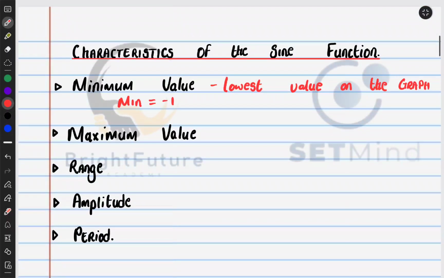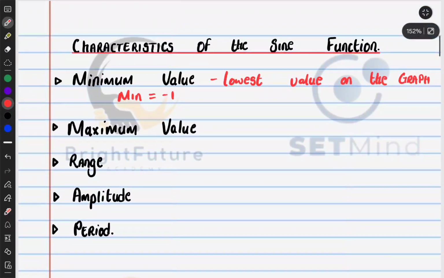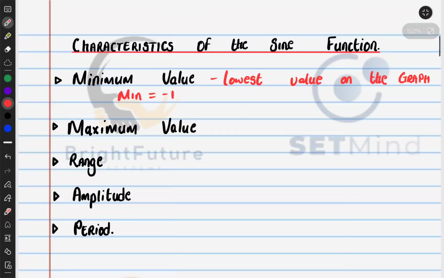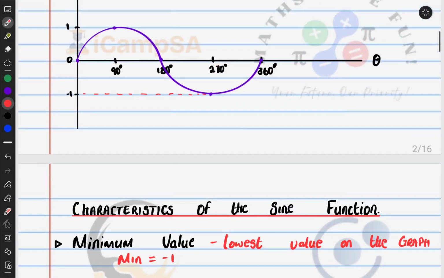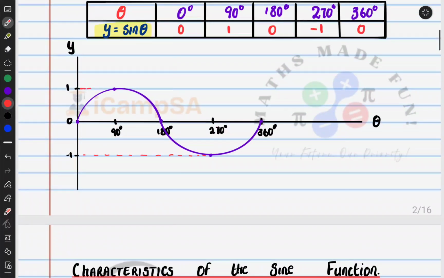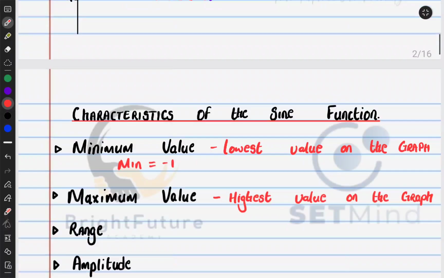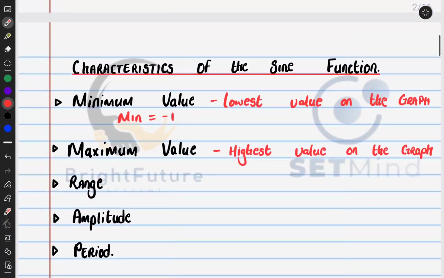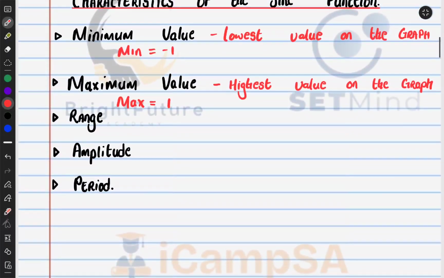And then next, we have the maximum value. As the name suggests, the maximum value is the highest value on the graph. Let's come to our function here. The highest value is going to be +1. So we say max is equal to 1.